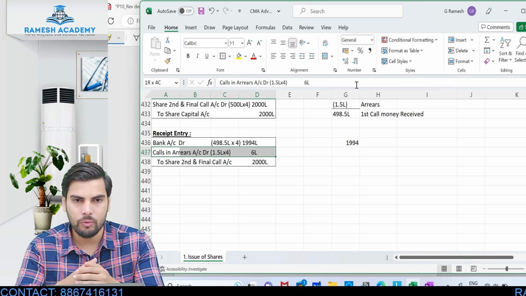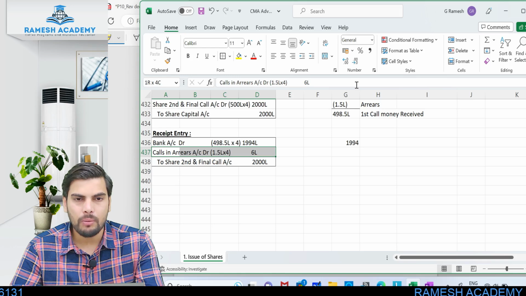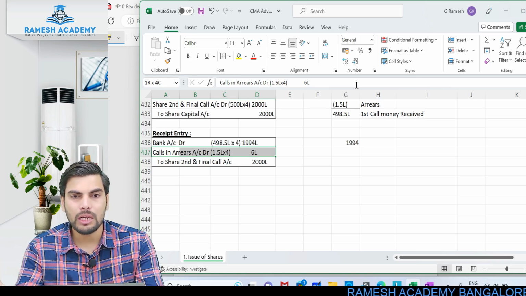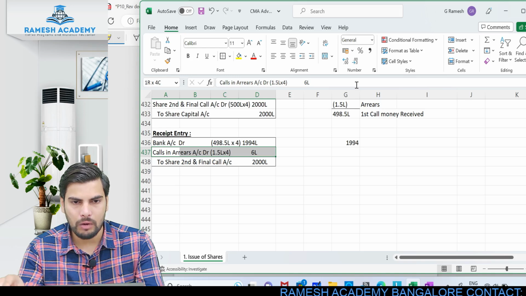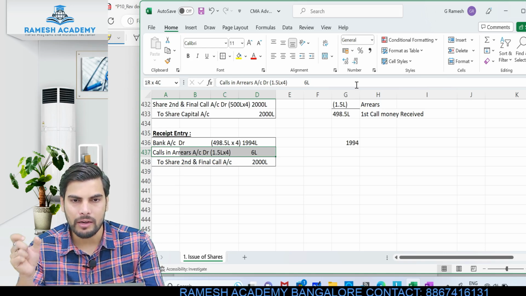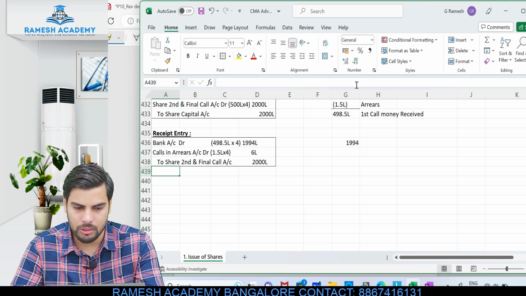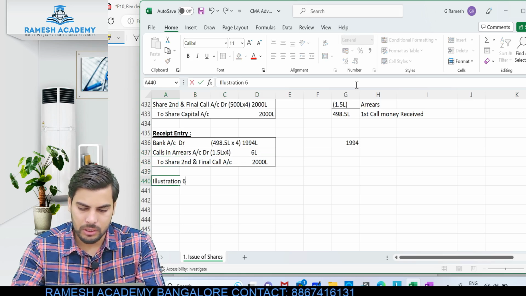Let me repeat it once again. I just told you that calls in arrears we need to debit. Till this particular point of time the amount is in arrears, but later at some point, don't you think it would be received from the shareholders? Let's say after 1 week or 1 month, I received this arrears amount. What entry will I pass when I actually receive it? The entry will be very simple: bank account debit to calls in arrears. Just try to remember this. Now let's start with this illustration number 6.